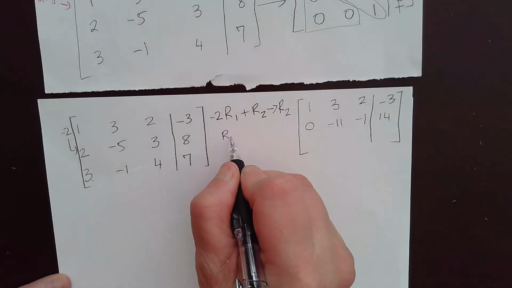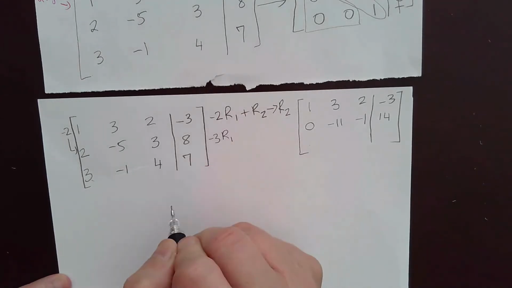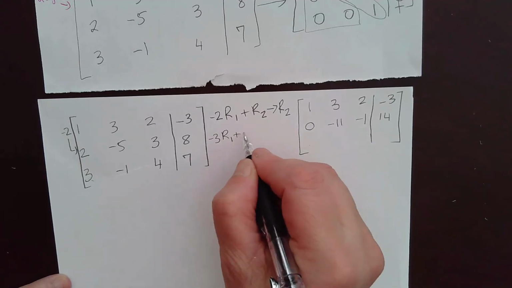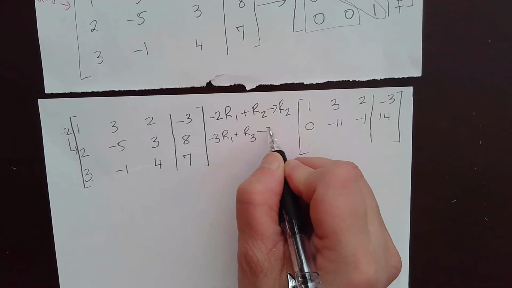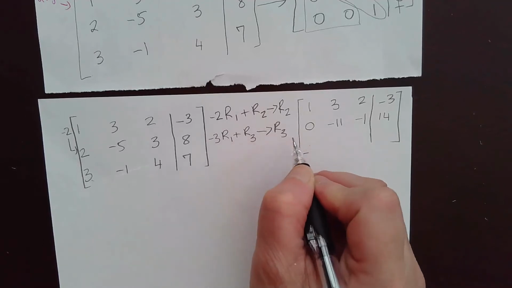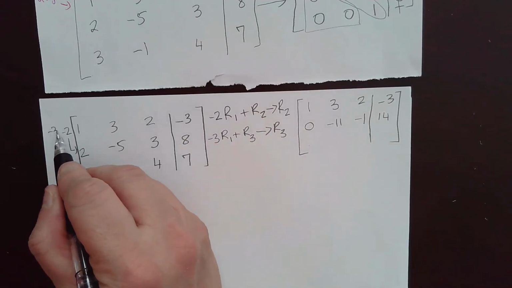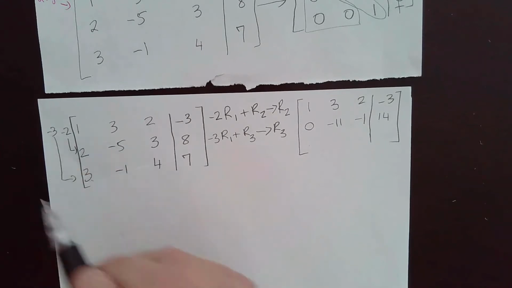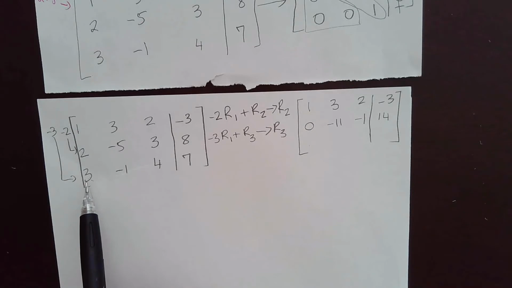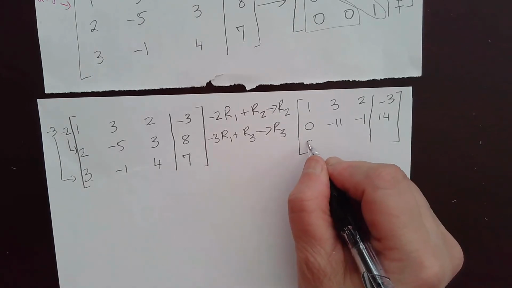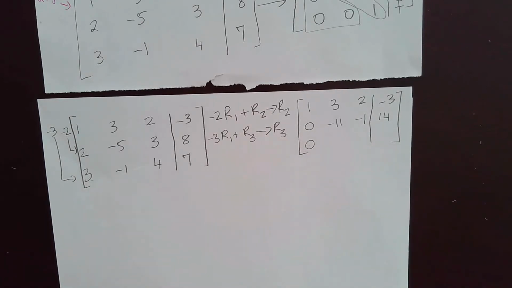Multiply the first row by negative 3 and add it to row 3, R3, that's row 3, and you leave your answer in row 3. So sometimes this is written, mathematicians usually write it like this. Negative 3 times 1 is negative 3, negative 3 plus 3 is 0, and leave your answer in the third row. Here you have it.